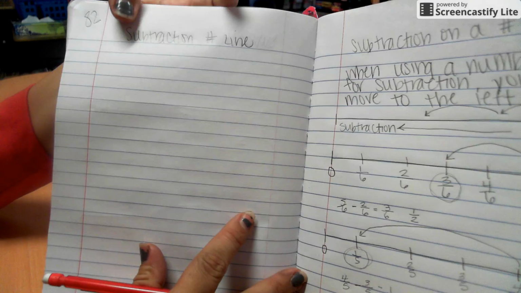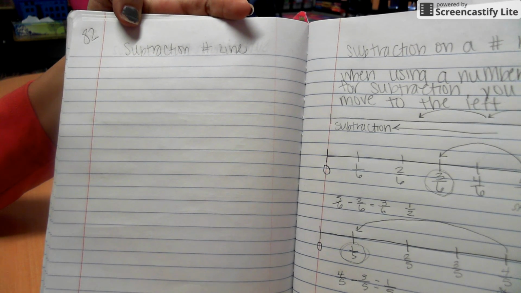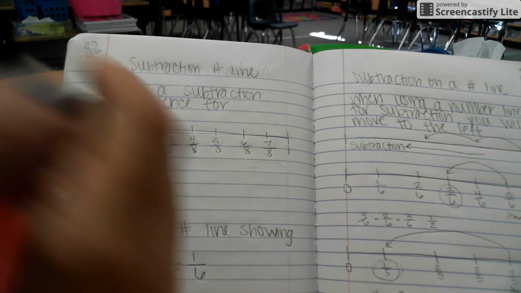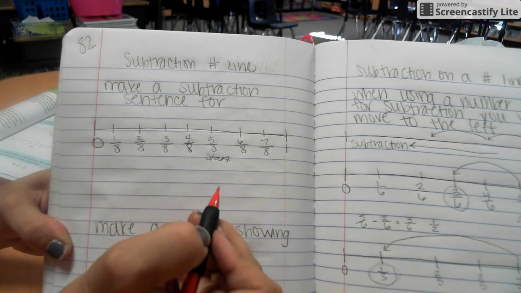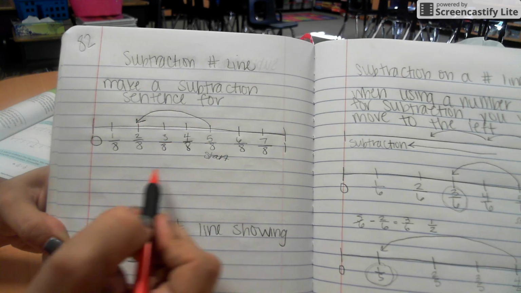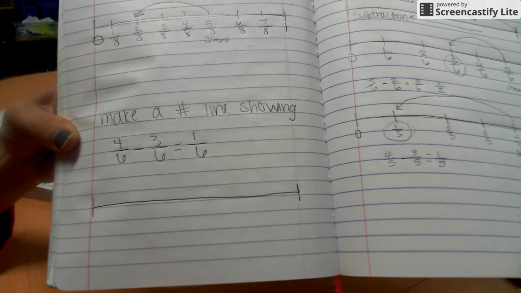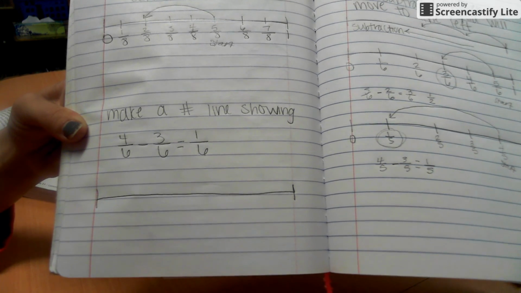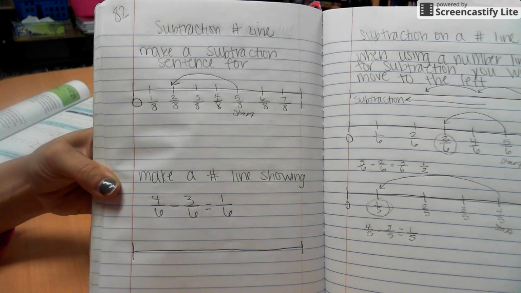Then I'm going to give you 2 on the subtraction number line. So pause if you need to. All right, so on page 82, you are going to make a subtraction sentence. You're going to start here and end here. So you're going to write your subtraction sentence down here. Then for this one, I gave you this subtraction sentence. 4 sixths minus 3 sixths equals 1 sixth, and you are going to draw a number line there. So pause, make sure you write that down, and then get your subtraction number line sheet.